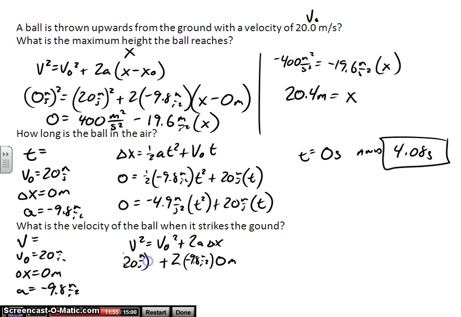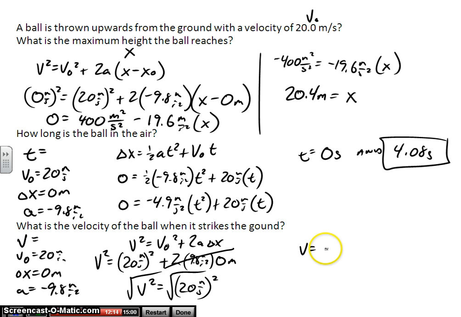20 meters per second squared, and v squared. 0 times anything, that all goes away. So I have v squared equals 20 meters per second squared. Root both sides. V equals positive 20 meters per second or negative 20 meters per second. You have to decide. It's coming down to hit the ground. That would be negative 20 meters per second. Your direction is the negative side.